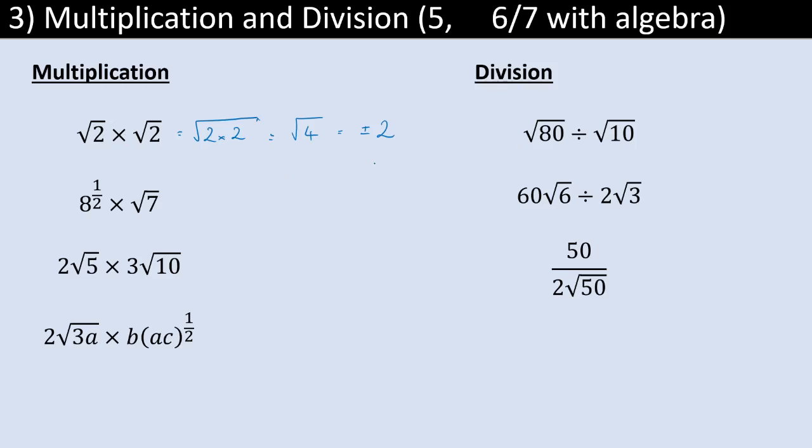Things like this don't work when we're adding or subtracting. That might be worth a note. This doesn't work for add or subtract.